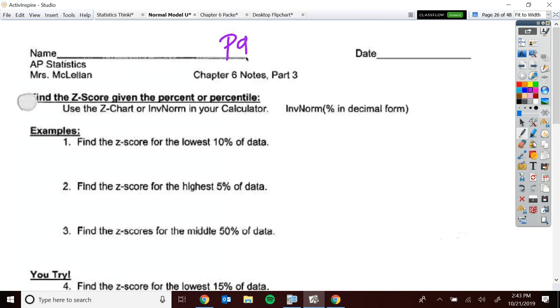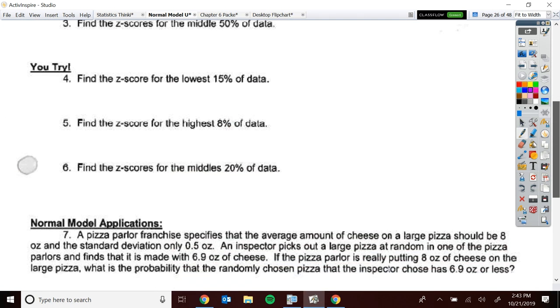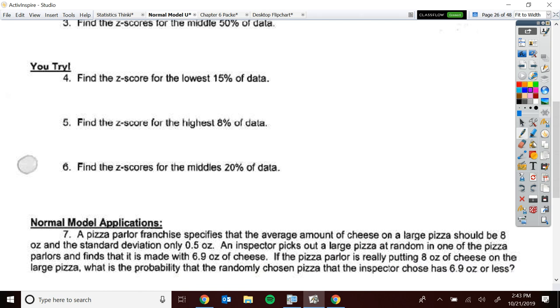Page 15. All right, so with that being said, I want you to do 4, 5, and 6. I think you can maybe try these. I'm going to draw pictures of what's happening, but you try these on your own. See if you can't find these z-scores.